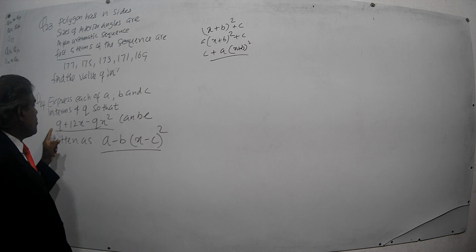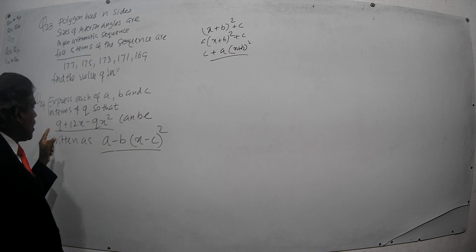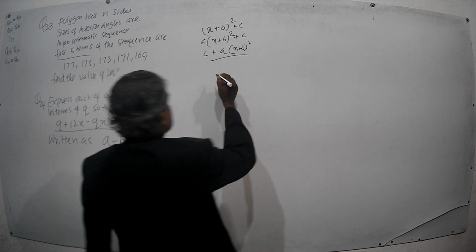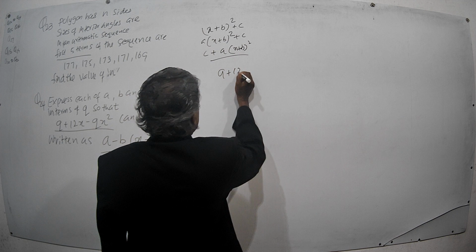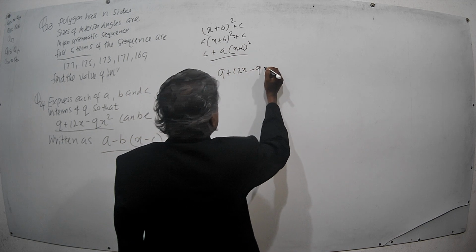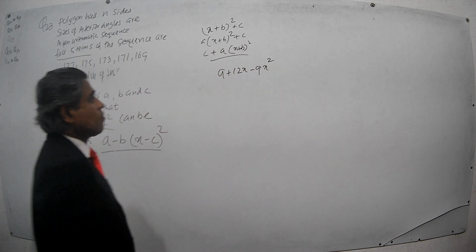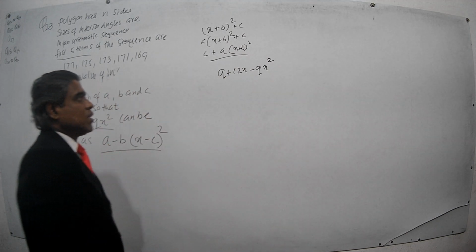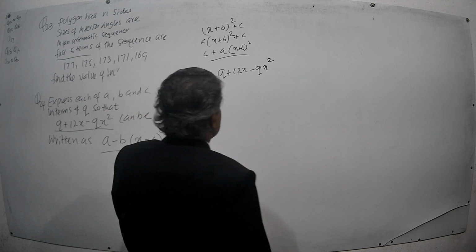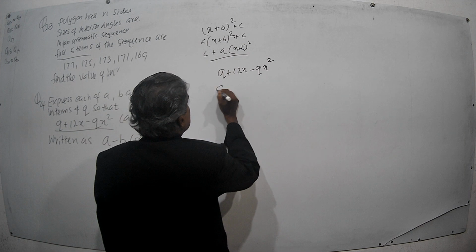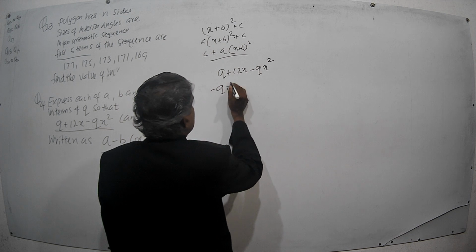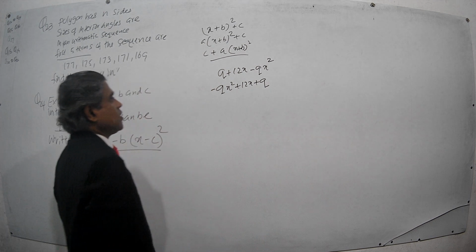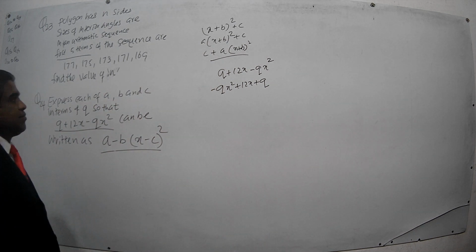Let's complete the squares of this quadratic expression. You take it like this: q plus 12x minus qx squared. First of all, we write it by inverting it. Then it will be like this: minus qx squared plus 12x plus q.